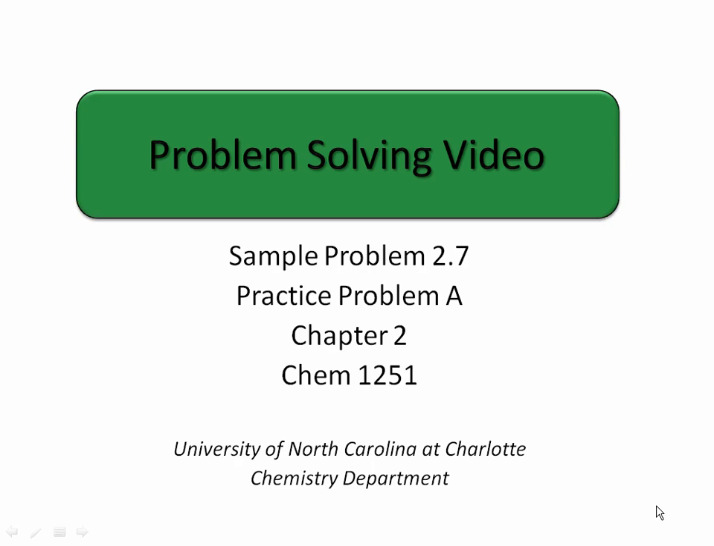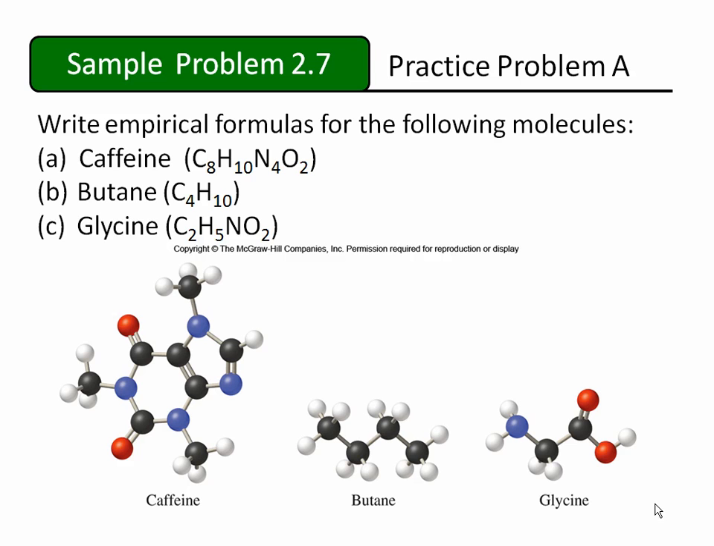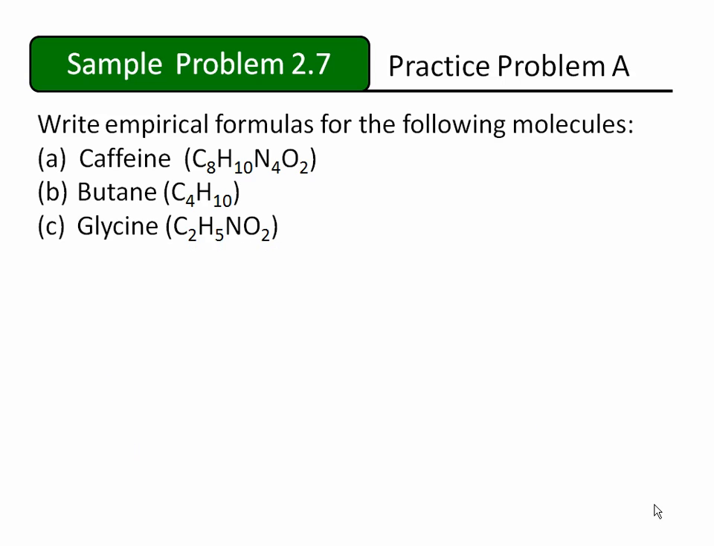This is the video solution to practice problem A that accompanies sample problem 2.7 on page 57 of your text. This question asks us to write the empirical formulas for 3 different compounds. We're given the molecular formula for each compound and a ball and stick model of each molecule. We're probably going to get more information from the molecular formulas. Let's run a quick comparison before we look at the molecules involved.